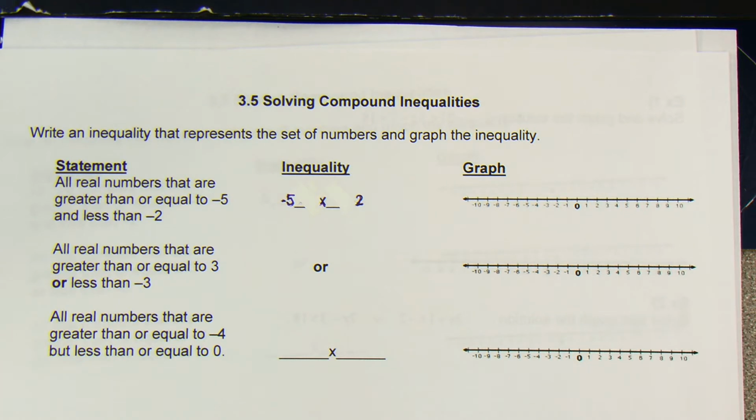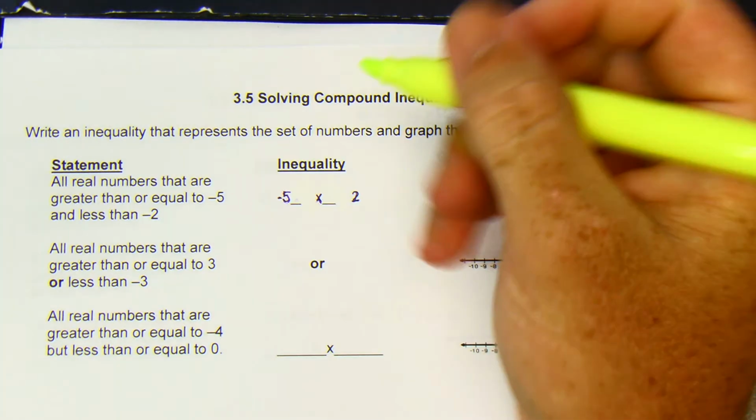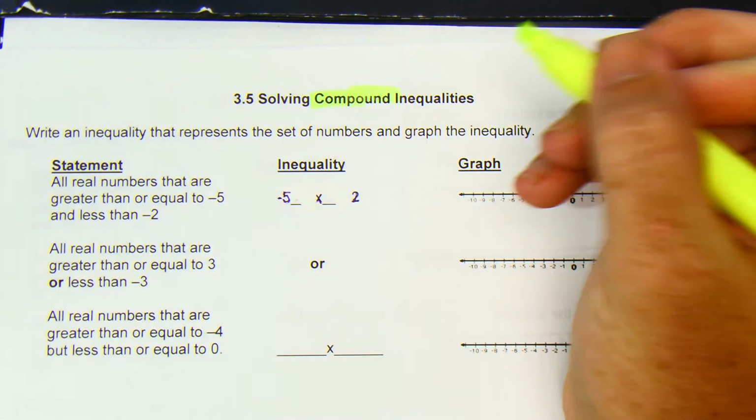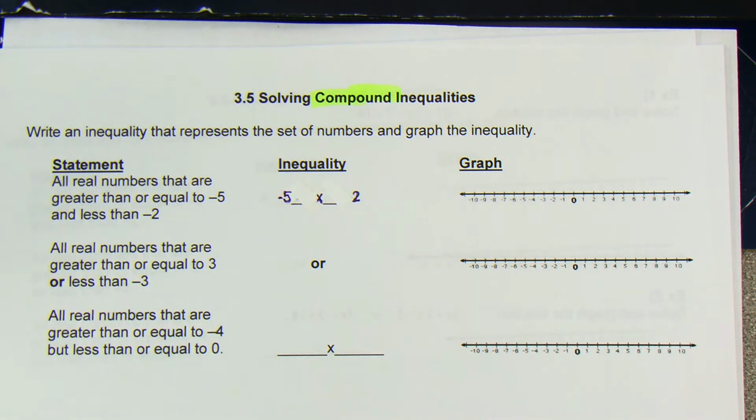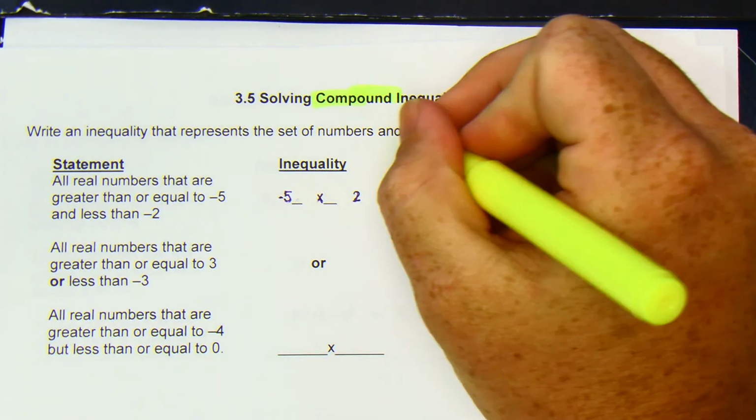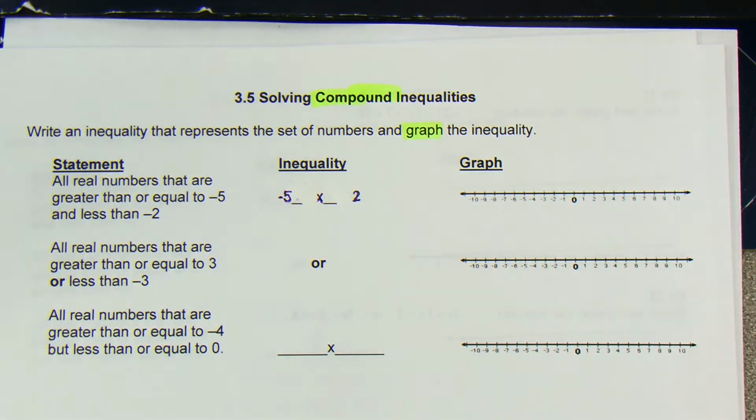Compound inequalities are basically just an inequality that has two separate inequality signs on it. So we're doing compound inequalities. It's the name of the lesson. It's just an inequality that has two different inequality signs in it. Like this says, write an inequality that represents the set of numbers, and then we're graphing the inequality. I'll show you how these are different from the ones that we have been working on.